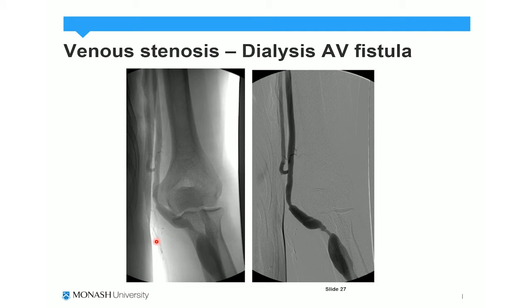Venous stenoses can be caused by a few different things, such as external compression, vasospasm, or in this case here, it's caused by needling of an AV fistula. So an AV fistula is a fistula created for the purposes of dialysis, and repeat needling in this area has caused a fibrous narrowing of that vessel.